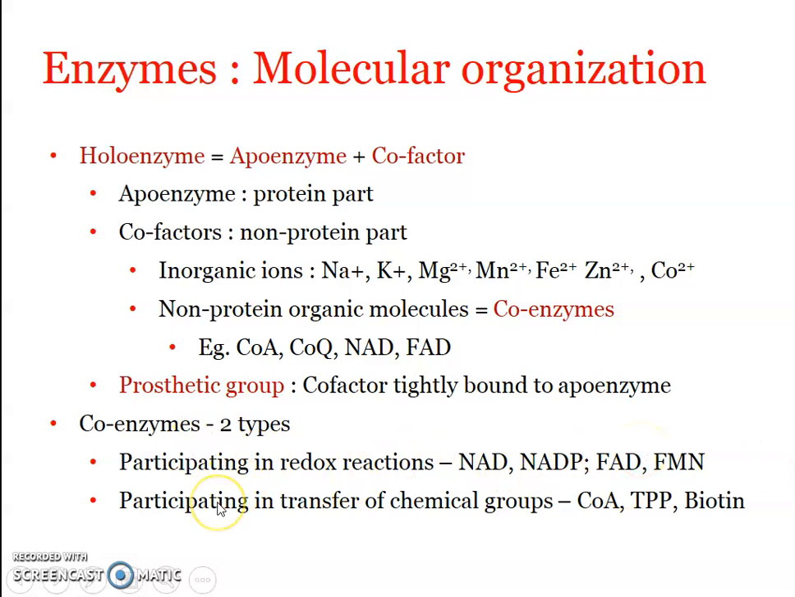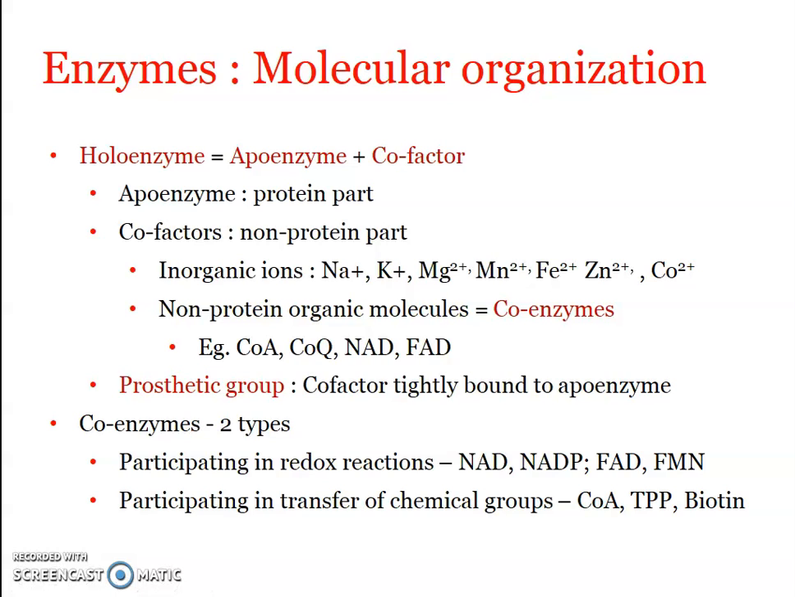Clear? Now, the coenzymes that participate in transfer of chemical groups. They help in transferring chemical groups from one substrate to another, and include coenzyme A, thiamine pyrophosphate, biotin, etc. As already mentioned, coenzyme A, for example, helps in transferring acetyl groups. You will be learning especially about the beta oxidation of fatty acids, and you will be learning the role of this one. It helps in transferring the acetyl group.